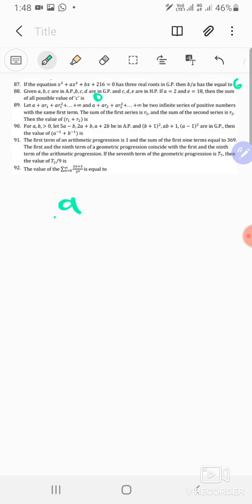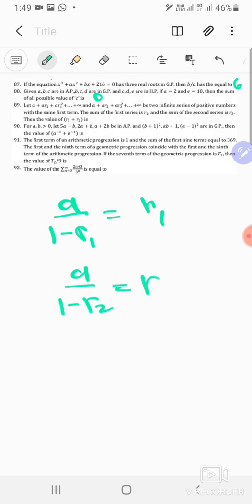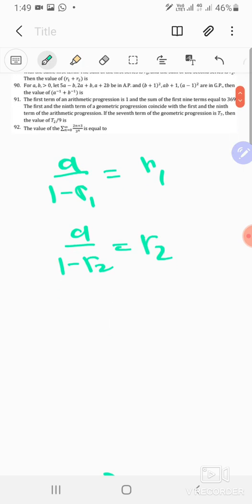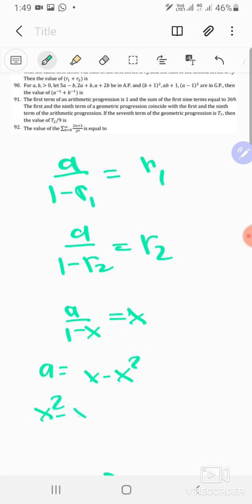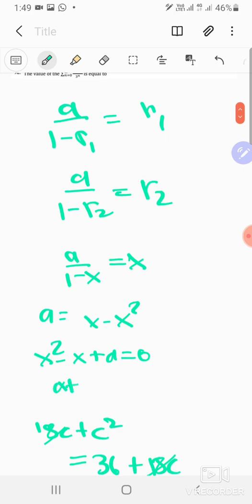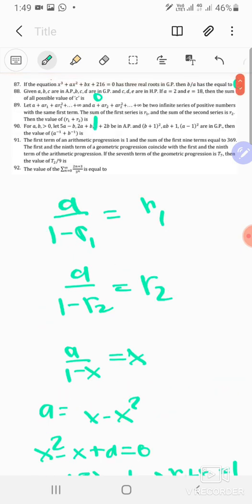So you are basically given that a upon 1 minus r1 is equal to r1, and a upon 1 minus r2 is equal to r2. So it's almost like r1 and r2 are the roots of the equation a upon 1 minus x equals x. This is the same as saying a equals x minus x squared. So x squared minus x plus a equals 0. From that we can say that alpha plus beta is 1, and alpha and beta are just r1 and r2. So r1 plus r2 is equal to 1. So yeah, that's the answer. r1 plus r2 is 1.